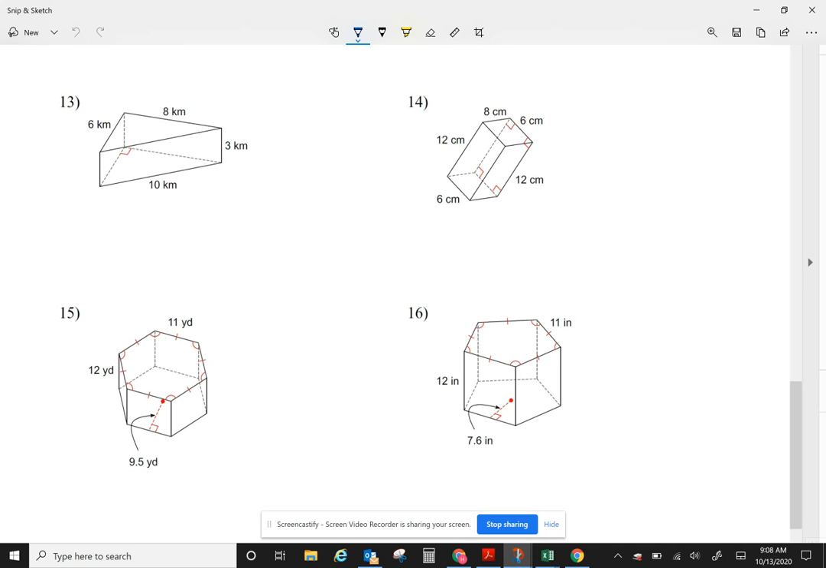Kind of like a room in a house. The bases are going to be the ceiling and the floor, and then rectangles as the walls. Okay, so let's take a look.